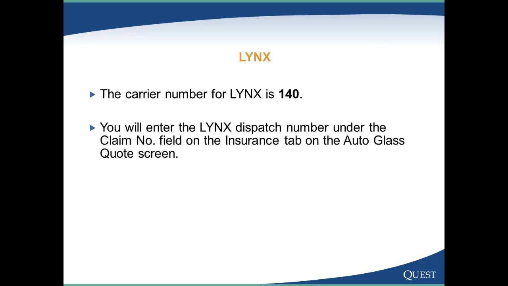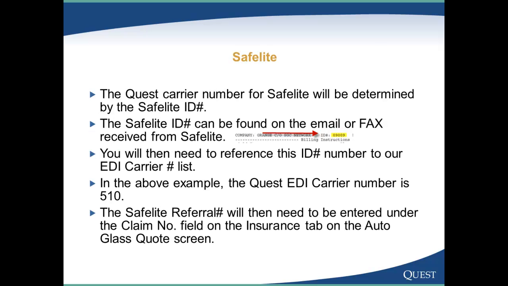For Safelite, the carrier number will be determined by the Safelite ID number, which will be noted on the email or fax received from Safelite. Reference this ID number to the Quest carrier list. Enter the Safelite referral number in the claim number field on the Insurance tab from the Autoglass quote screen.